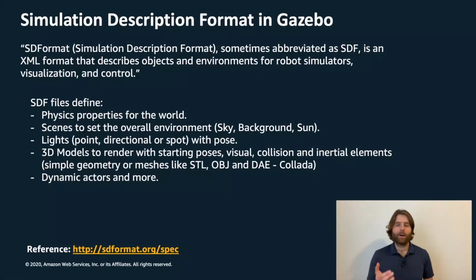Gazebo uses a file format called the Simulation Description Format, or SDF, which will define things like the physics properties of the world. You can define scenes that will set the overall environment, such as sky, background, and a sun. You can define lights within your Gazebo environment, which can be set to be point, directional, or spotlights. And then you can set a pose with those lights that's going to determine where that light is going to appear within your 3D world. You can also set configurations with lights for things like brightness and color.